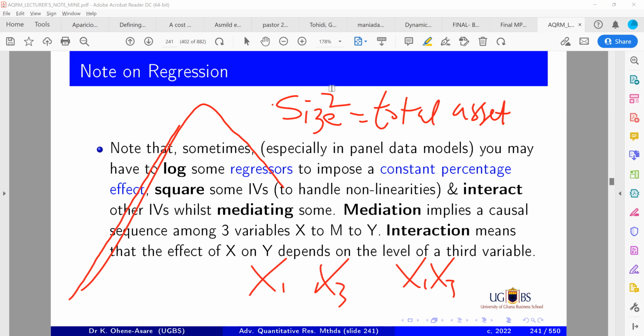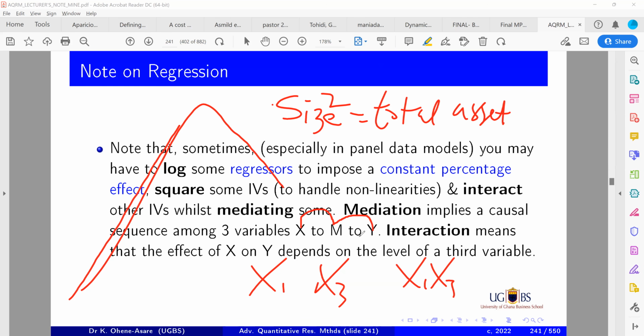But then what about mediation? Mediation deals with causal sequence. It's different from interaction among three variables. Okay. So let's take a variable like X, M, and Y. So a variable X will affect M. Okay, and then a variable M will affect what? Y. So you can use the variable M to mediate between X and Y. Okay, that is sequential, but interaction means that X affects Y.